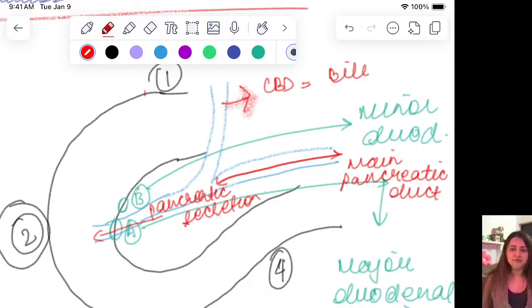So what's that guard that's regulating the secretions coming from the common bile duct as well as the main pancreatic duct? Anyone? So who is regulating these secretions? Can anyone answer?